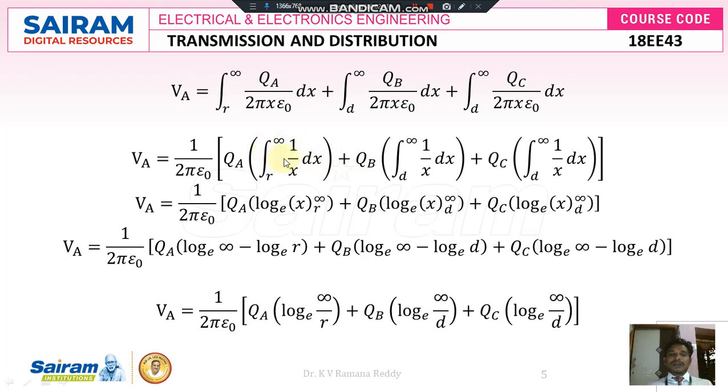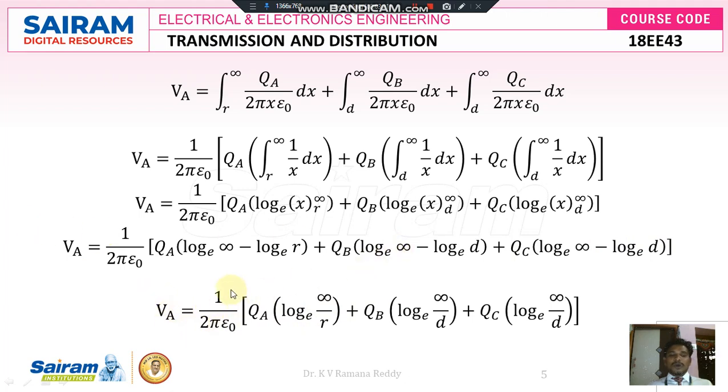As we know, the integral of 1 by x dx is ln of x. So VA is equal to 1 by 2 pi epsilon naught of QA ln of x from r to infinity, which are the limits taken here, QB ln of x from d to infinity, QC ln of x from d to infinity. Substituting the limits, VA is equal to 1 by 2 pi epsilon naught of QA times ln of infinity minus ln of r, plus QB times ln of infinity minus ln of d, plus QC times ln of infinity minus ln of d. Since log a minus log b can be written as log of a by b, the above equation can be simplified and rewritten.